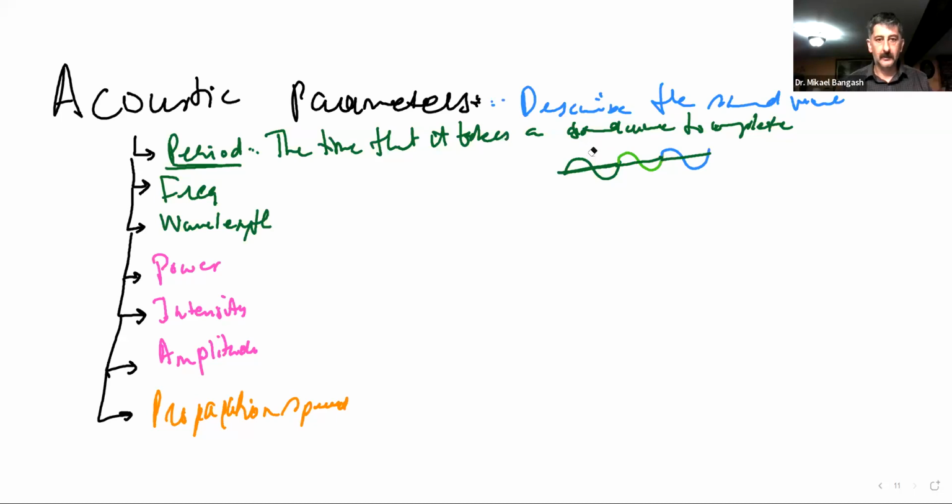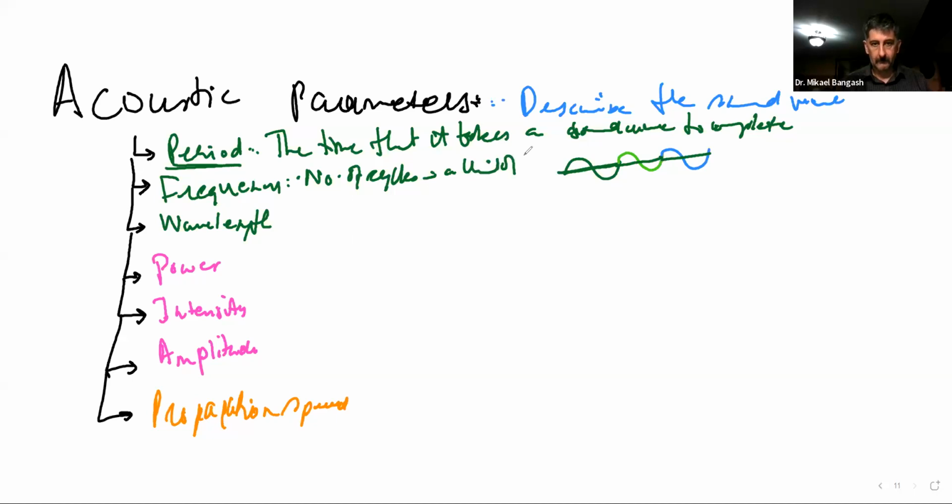Second one is frequency. Now we can mainly say that frequency is the number of cycles or sound waves in a unit of time.